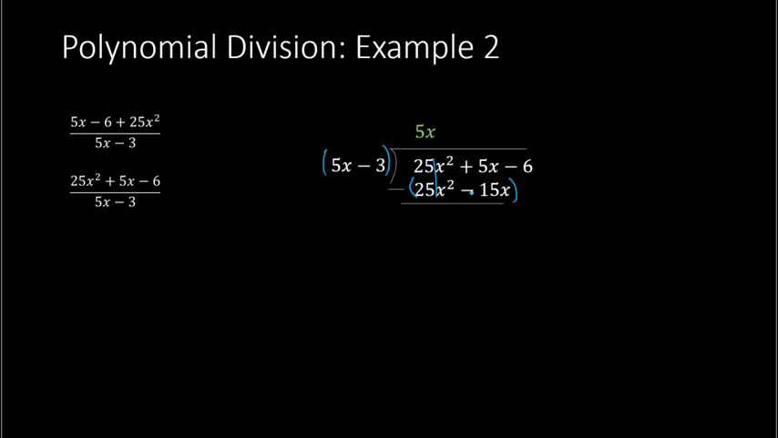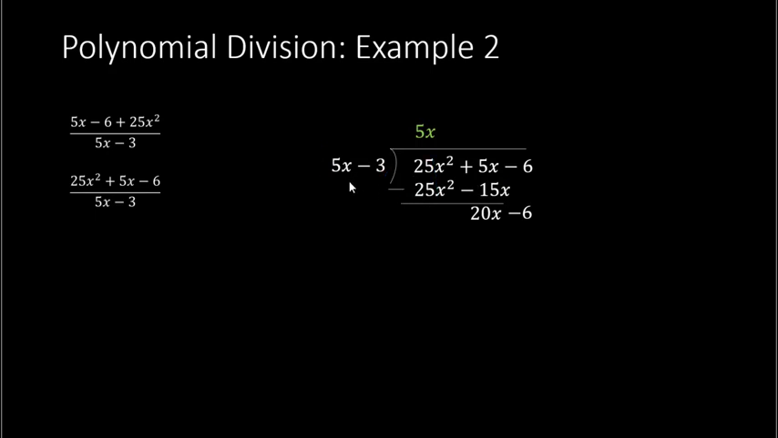5x minus a negative 15x, minus a negative makes a plus. So we have 5x plus 15x, which gives 20x. So 20x is what goes right here. And then we can bring down this negative 6 and then begin the process all over again.